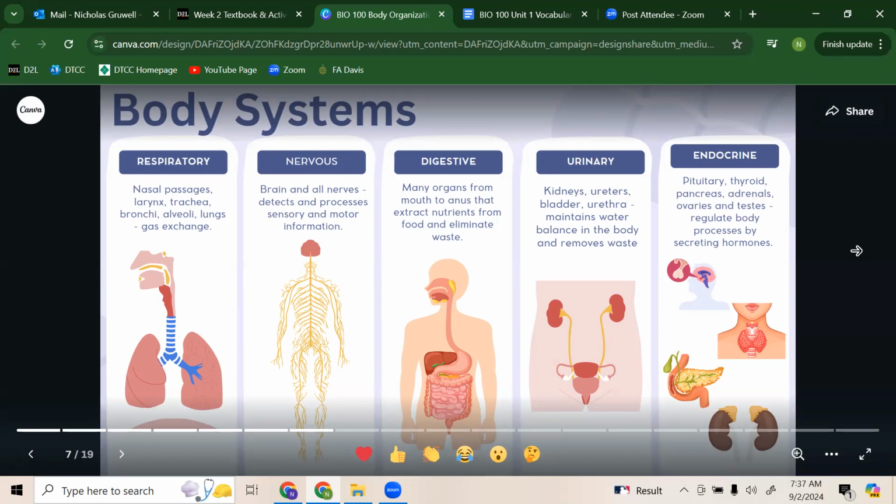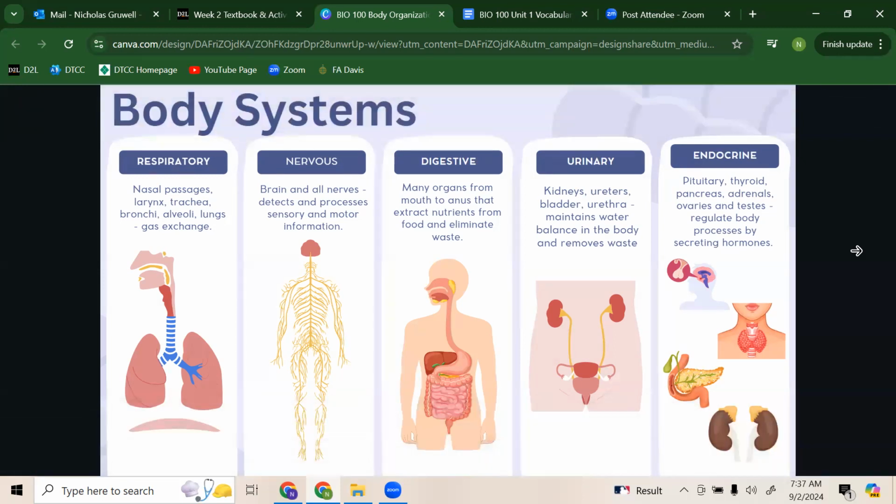Our endocrine system, the big thing you should think with the endocrine system is hormones. So this is going to regulate a lot of our body's processes by secreting hormones. So our nervous system and our endocrine system are our two major signaling systems, or how we tell our body what to do and how our body gets information.